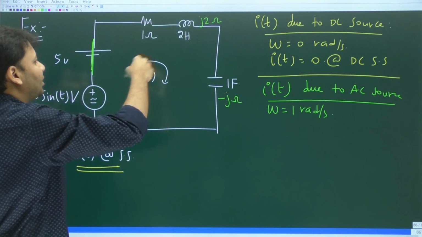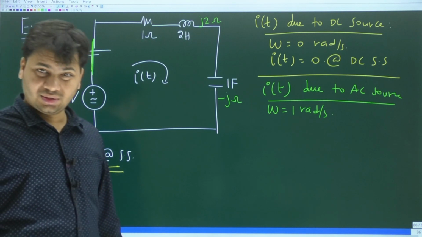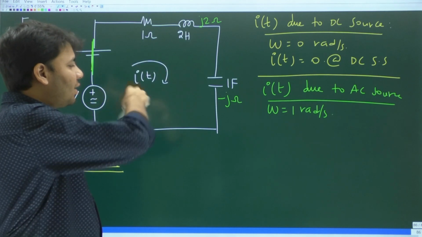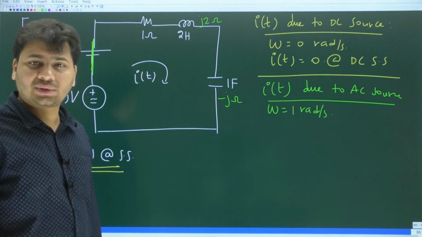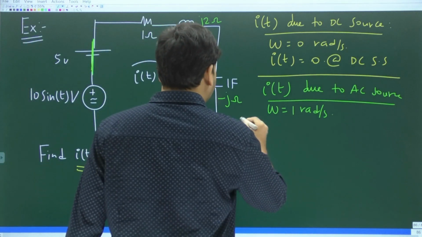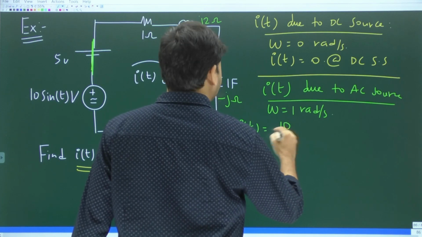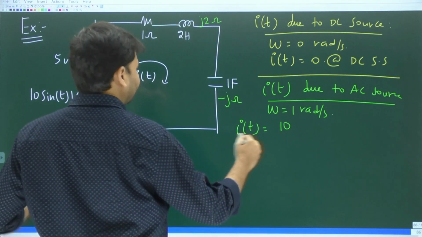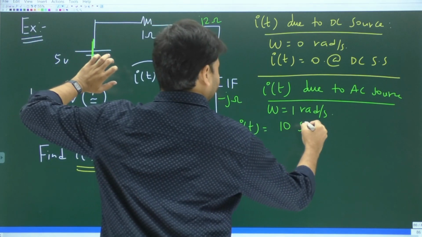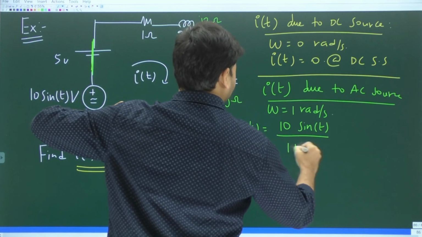Now what is the net impedance in the loop? 1 plus J2 minus J. Is it not 1 plus J? So the net impedance around the loop is 1 plus J ohms. So I of t is going to be 10 sin t divided by 1 plus J.